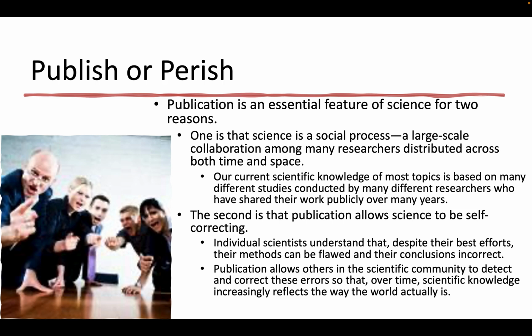The second is that publication allows science to be self-correcting. Individual scientists understand that despite their best efforts, their methods can be flawed and their conclusions incorrect. Publication allows others in the scientific community to detect and correct these errors so that over time, scientific knowledge increasingly reflects the way the world actually is.